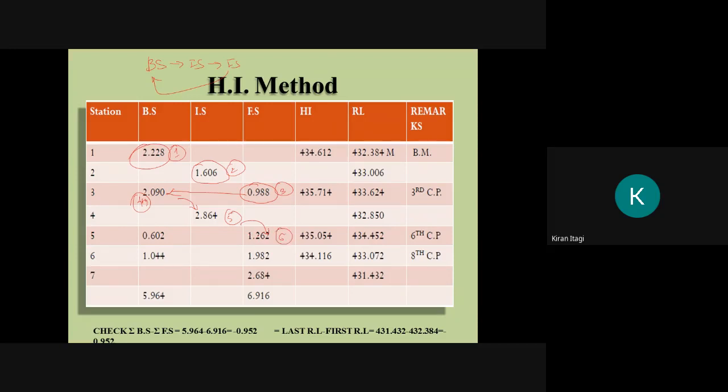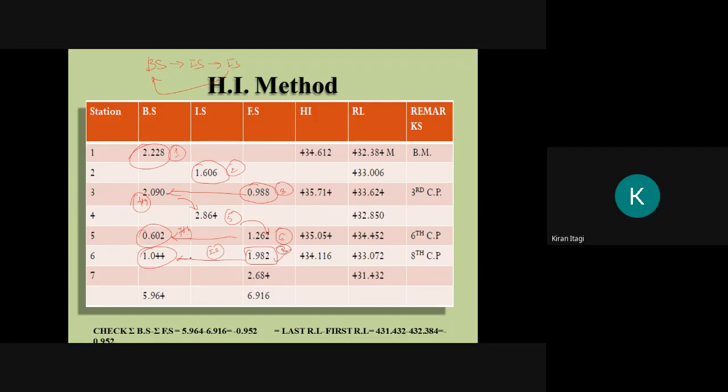See, immediately after the foresight, what we should do? We should write the next reading in the back side. Okay, this is the seventh. Then eighth one. See, here we are not writing in the intermediate side. Directly we are writing in the fore side because the eighth reading is a change of point. So we have written the reading here, 1.982. After foresight, immediately it is the back side. So it is 1.044.